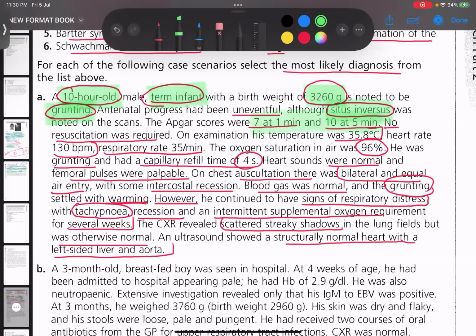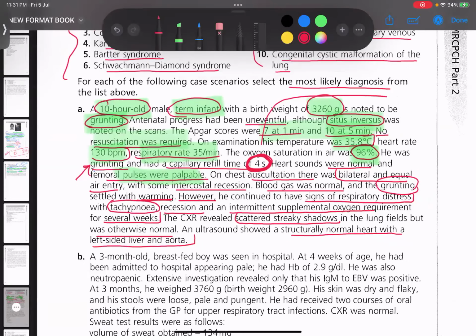No resuscitation was required. Temperature was 35, lower than normal. Heart rate normal, respiratory rate again normal. The oxygen saturation was well and good. The only problems were that he was grunting and the capillary refill time was 4 seconds. Heart sounds and everything were normal. Femoral pulses were palpable, they are saying. So this child is basically coming to us with features of shock.